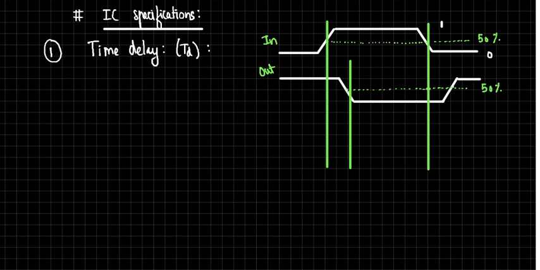I have marked the levels, the points where this 50% of the transition happens, because that is the point using which we can determine the delay. It is not exactly at 50%, but yeah, this.